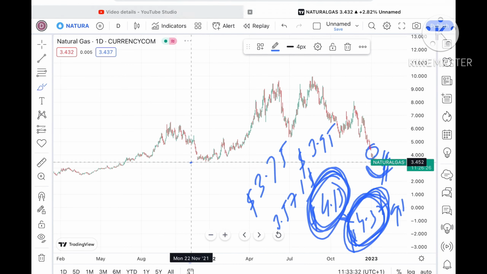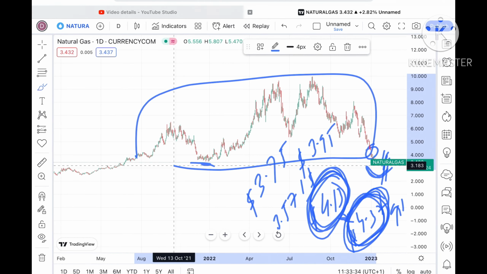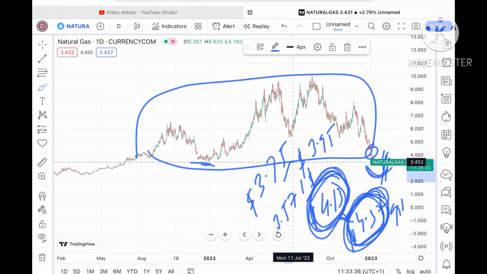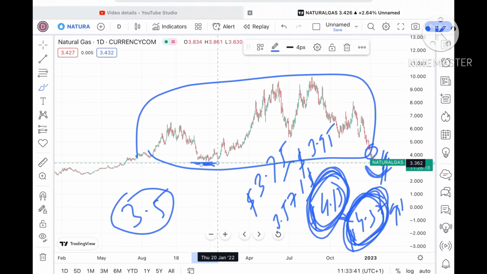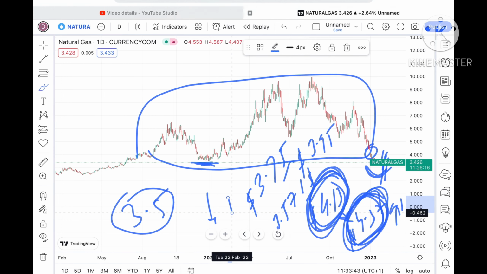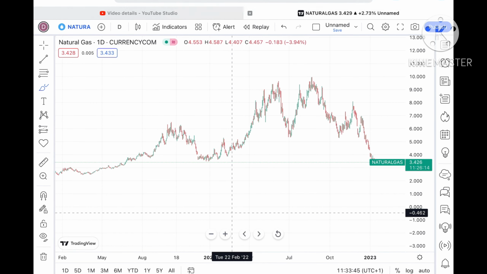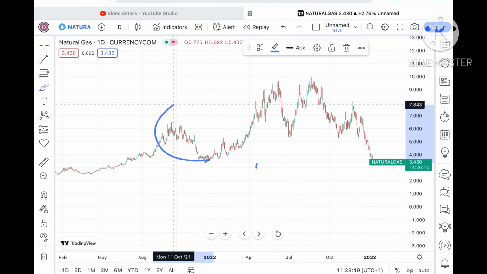As you can see, it will move out again and go into this particular zone. Till the time it is sustaining below a level of 3.5, it will move out of this zone, and the probability of going further low is on a higher side. But once it goes above 3.5, it will again move in this zone.